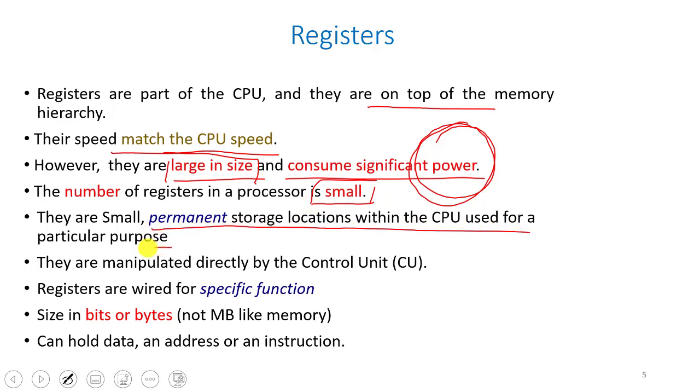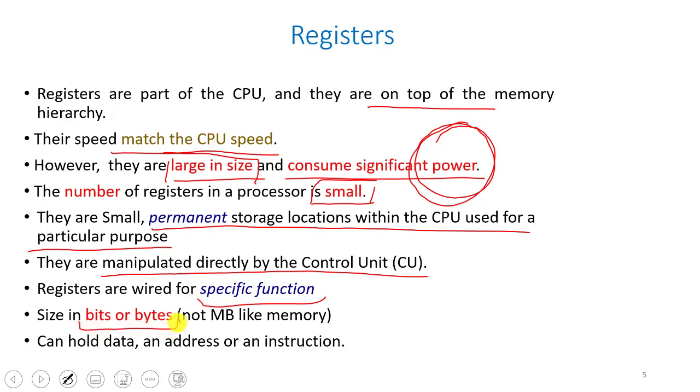They are used for a particular purpose. Each register has a particular purpose. They are manipulated directly by the control unit. What do you mean by manipulated? Manipulated means they are controlled and their values are changed through the control unit. Registers are wired for specific functions, which we are going to see later in the next slide. We are going to see that we have registers for specific functions.